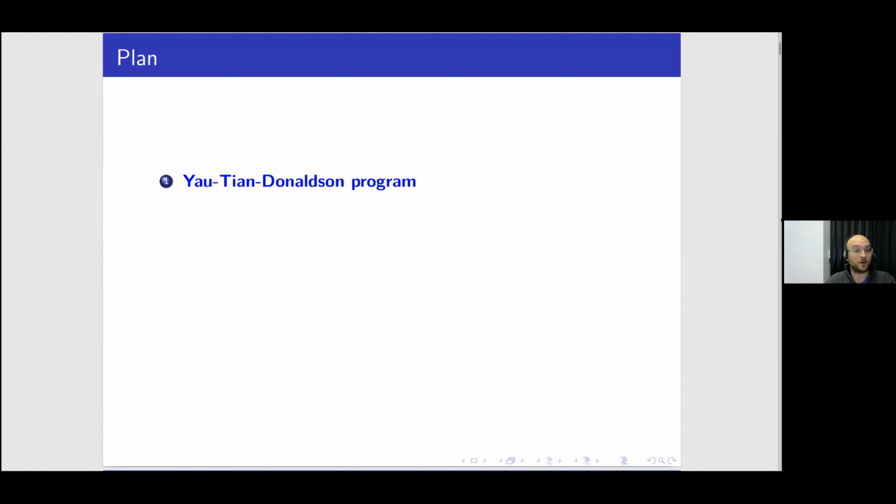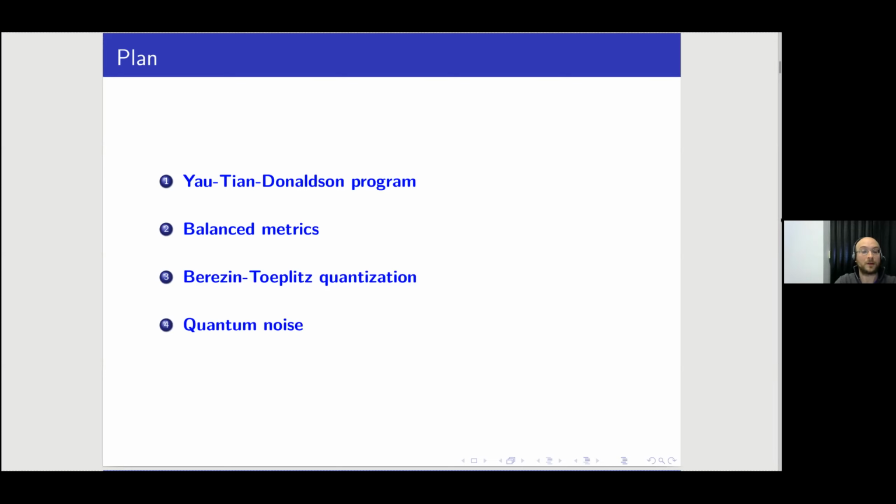First, I'm going to give a short and brief overview of this program, especially focusing on the aspects that interest me in this talk. Then I'm going to start introducing what I call the quantization methods in this program through the notion of balanced metrics. Then I'm going to talk more specifically about the tools of Berezin-Toeplitz quantization that I use to approach the balanced metrics. And finally, I will end, if time permits, with a brief review of proofs of the main results, which is related to quantum noise of Berezin-Toeplitz quantization.